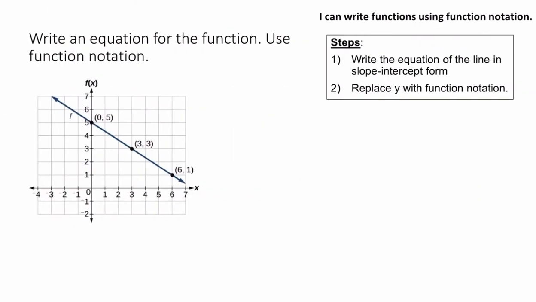So let's write an equation for this linear function and use function notation. You can see here we have a graph of a line, and we're going to write an equation for it. The line, remember, has an equation y = mx + b. We need to figure out the values of m and b in order to be able to write the equation of the line. First I'm going to work on figuring out the value of m.